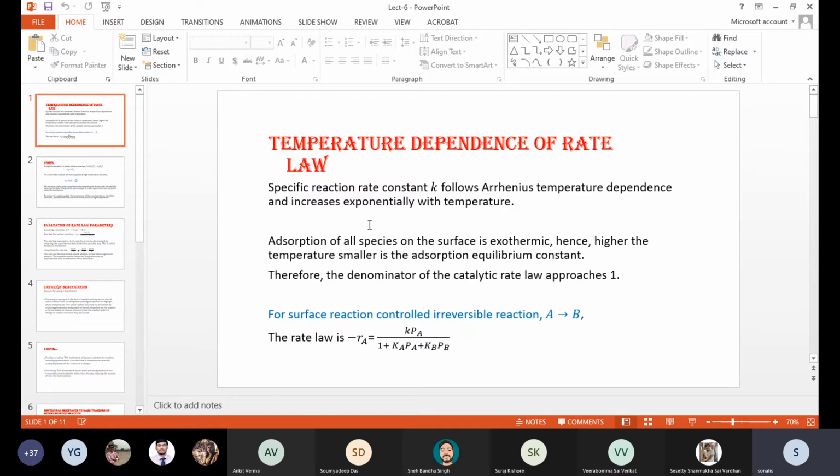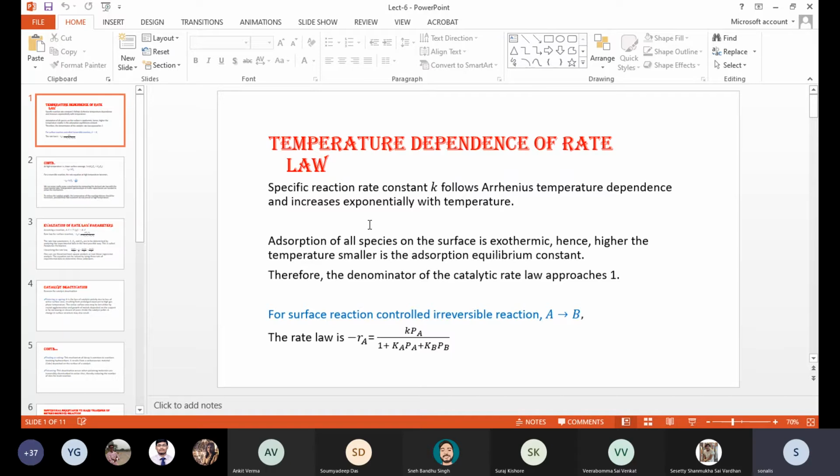So now for the solid catalytic reactions, the reaction always occurs through the adsorption step. First adsorption occurs, and after that the reaction occurs on the solid catalyst. The adsorption of all species on the surface is exothermic. Adsorption is an exothermic process. So the higher the temperature, the smaller is the adsorption equilibrium constant, because adsorption equilibrium constants become smaller, Ka by K of minus A.